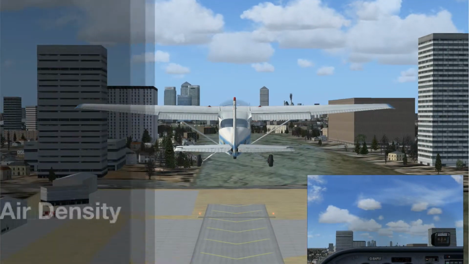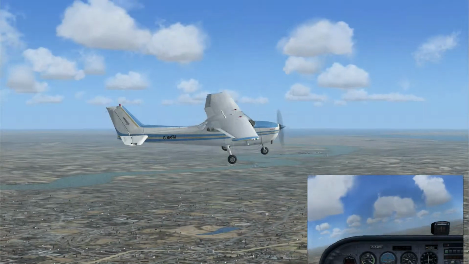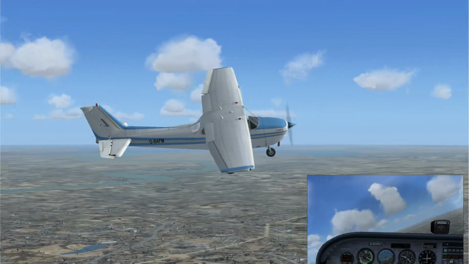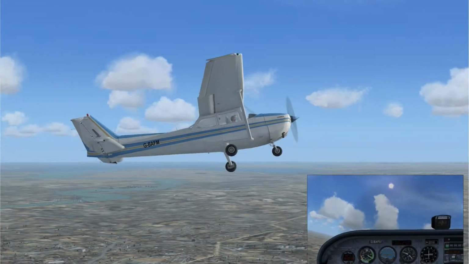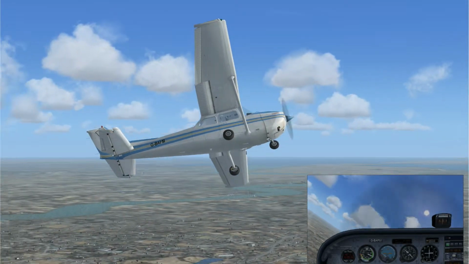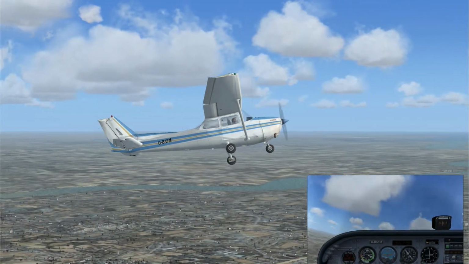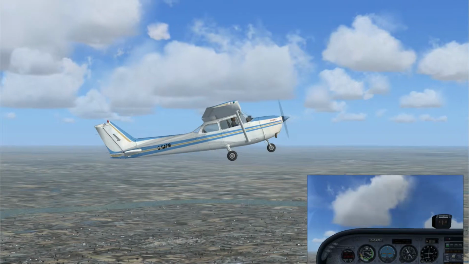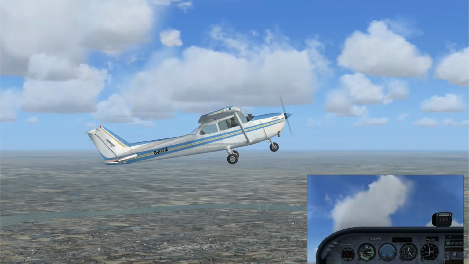Finally, let's look at how the density of air affects lift. As the air becomes less dense, for example with increases of height, temperature or humidity, there are fewer air particles flowing over the wings in a given time. Therefore, the amount of lift generated is reduced.